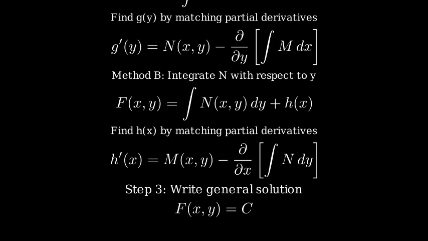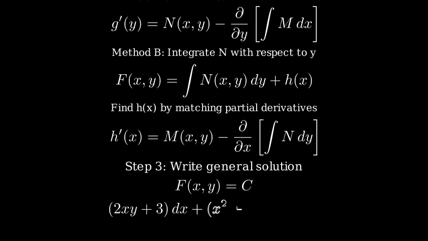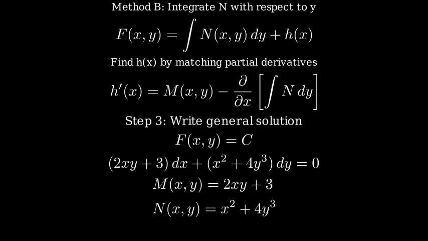Let's work through an example of an exact equation. (2xy plus 3) dx plus (x squared plus 4y cubed) dy equals 0. Here M(x, y) equals 2xy plus 3, and N(x, y) equals x squared plus 4y cubed.